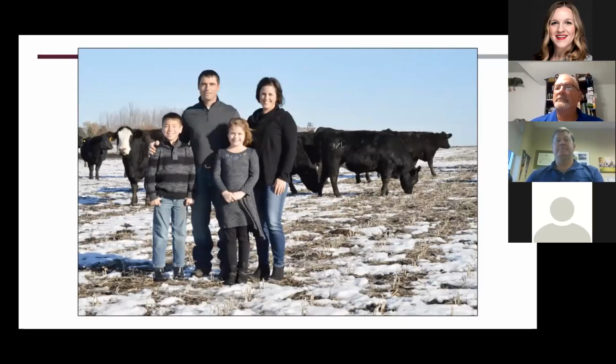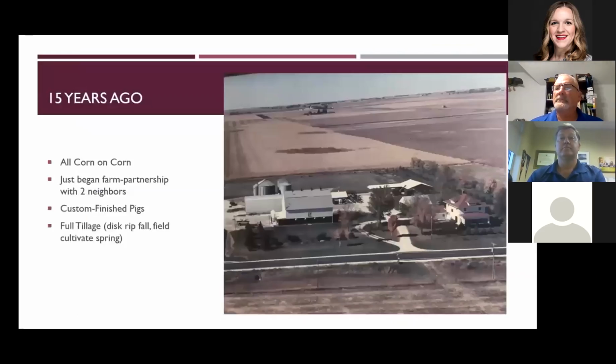Our farm is still evolving, and it will continue to evolve as long as we're farming it anyway. Our goal on our farm is continual improvement and conservation. So 15 years ago, when I moved here, the farm looked a lot different than it does now. We were all corn on corn. We had just begun a farm partnership with 2 neighbors. The only livestock we had was custom finishing pigs, and we had full tillage. We would disc rip in the fall and field cultivate in the next spring. As we made changes, nothing happened overnight, and they've been somewhat small changes, but it does look a lot different 15 years later.